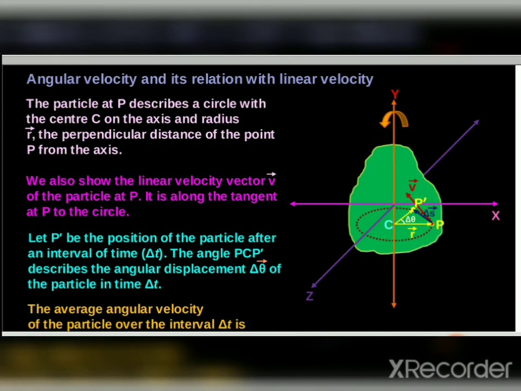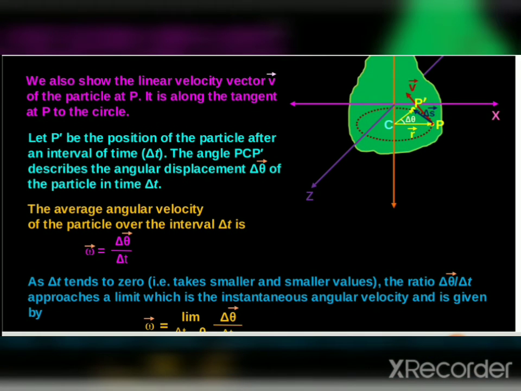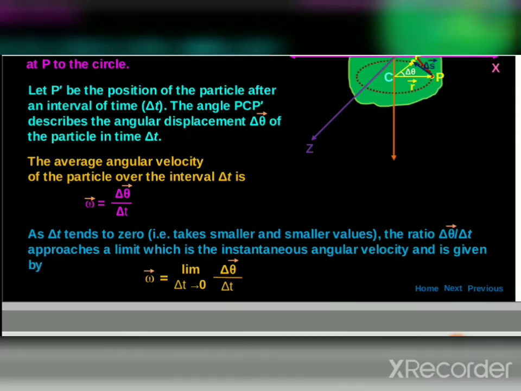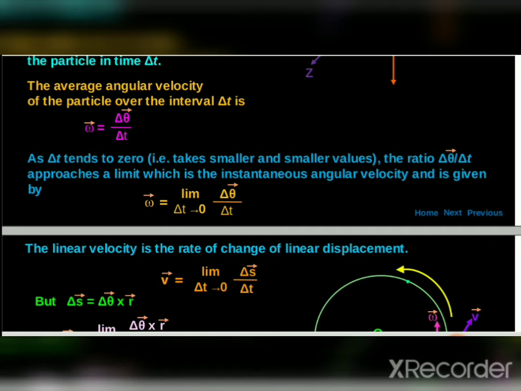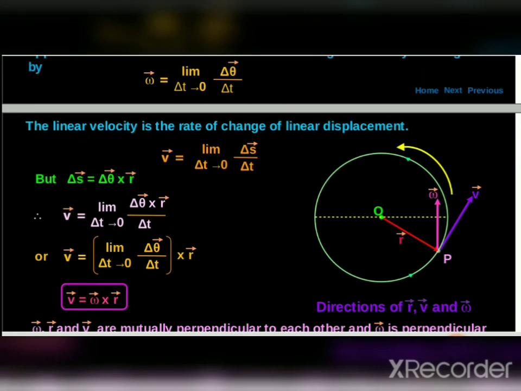Angular velocity and the rotation with angular velocity. See on the screen, you can see the particle described. A particle P describes a circle with the center on the axis and the radius perpendicular to the point. We can also show the linear velocity of that particle such that your angular velocity omega is equal to d phi by dt. So v is equal to limit delta t tends to 0 of ds by dt, and ds is equal to d phi cross r.